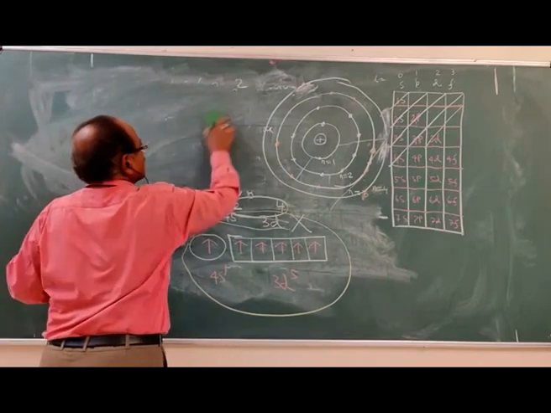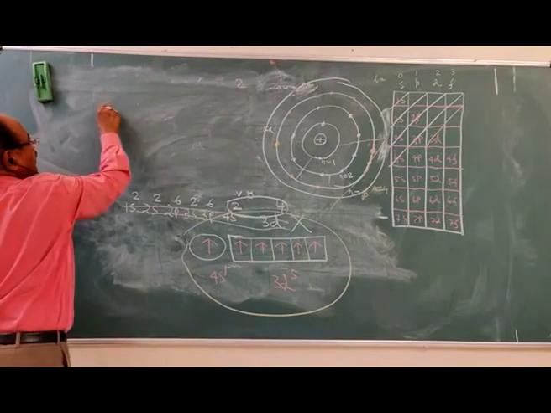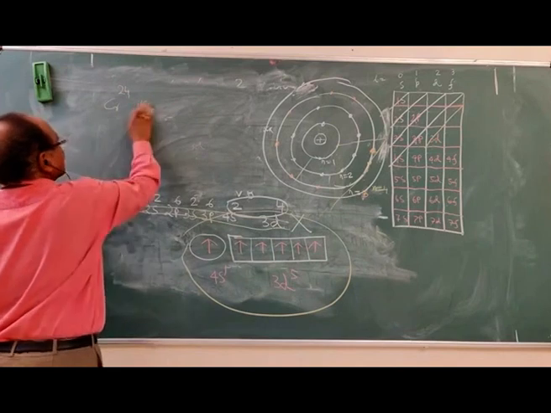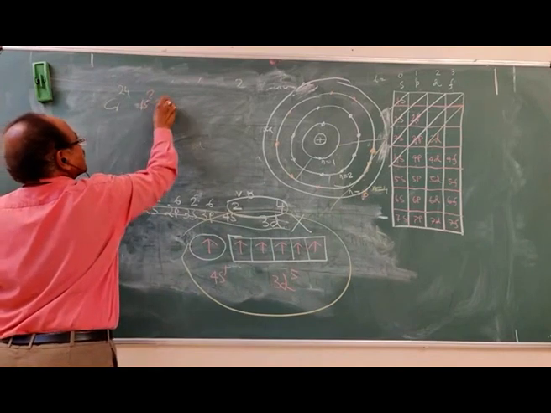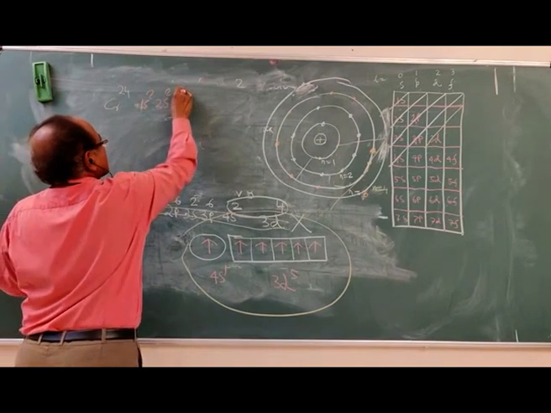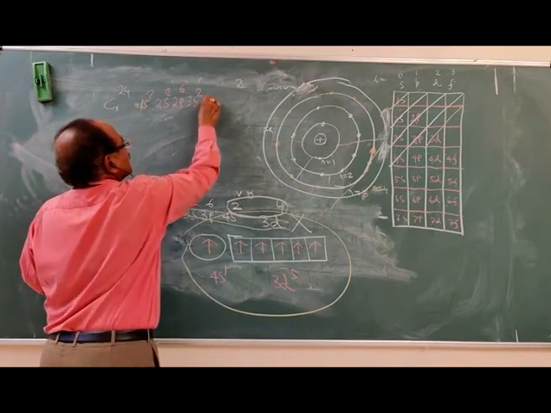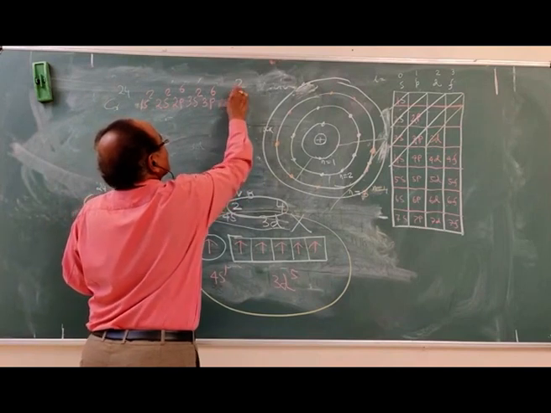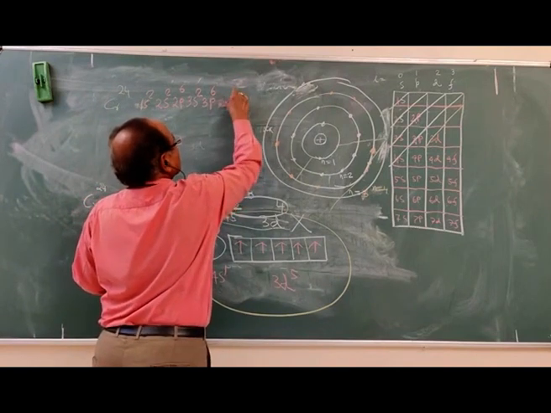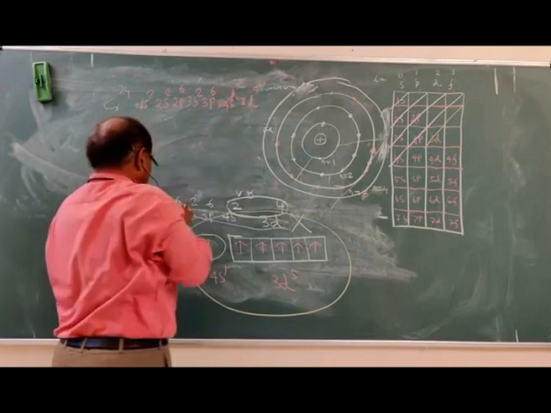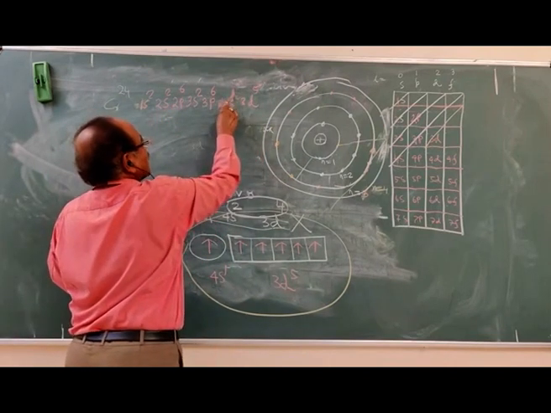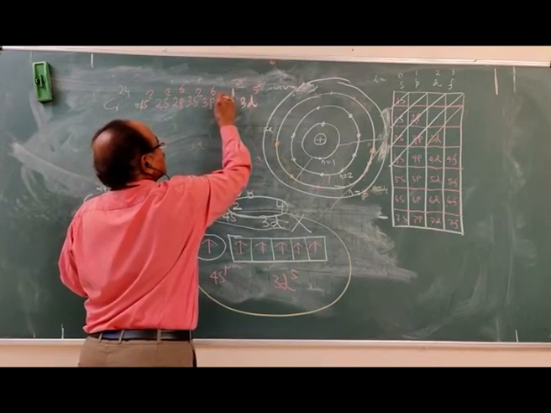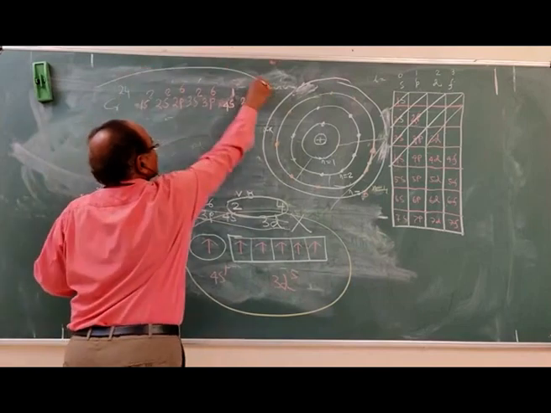If you write, this is chromium 24. 1s2, 2s2, 2p6, 3s2, 3p6, then 4s1, 3d5. This is 4s1, 3d5. So this is a very typical configuration of chromium.